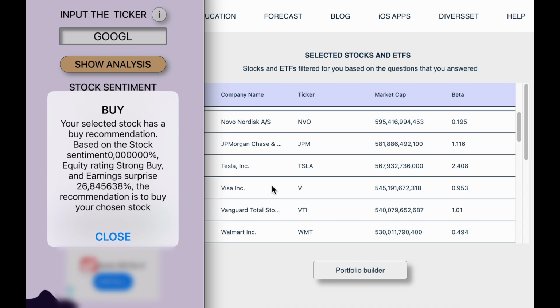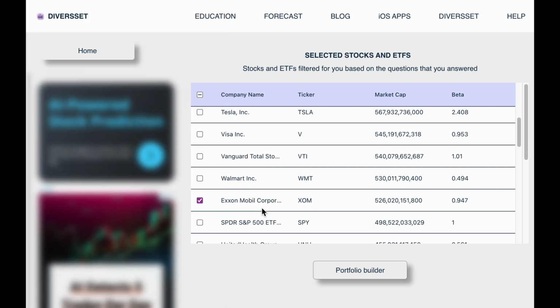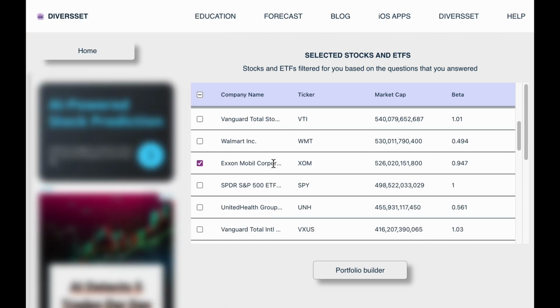And as you can see, the application tells you that it's a great time to buy. So your selected stock has a buy recommendation based on strong buy rating and an earnings surprise of 26%. That means that the company actually showed earnings 26% better than analyst estimates of EPS. Let's close this, and you can see the buy recommendation.